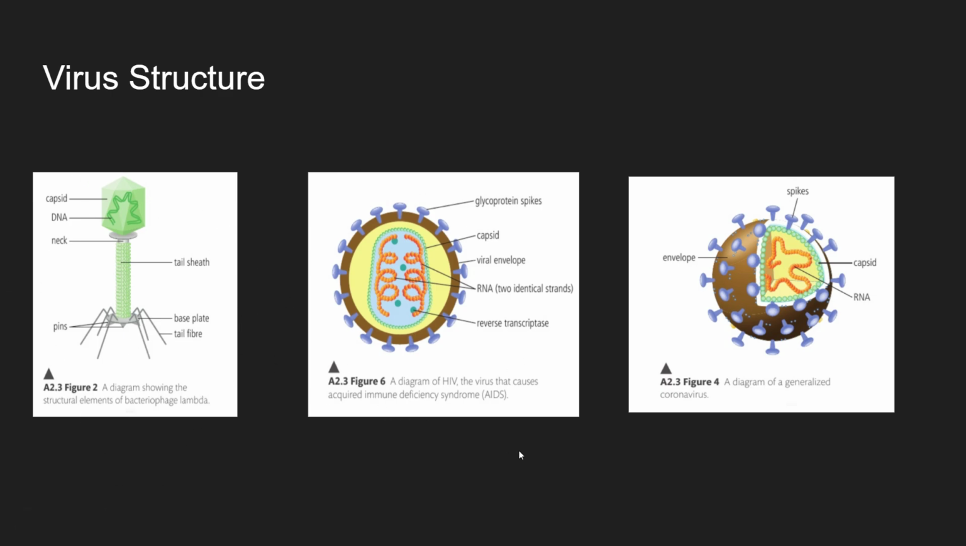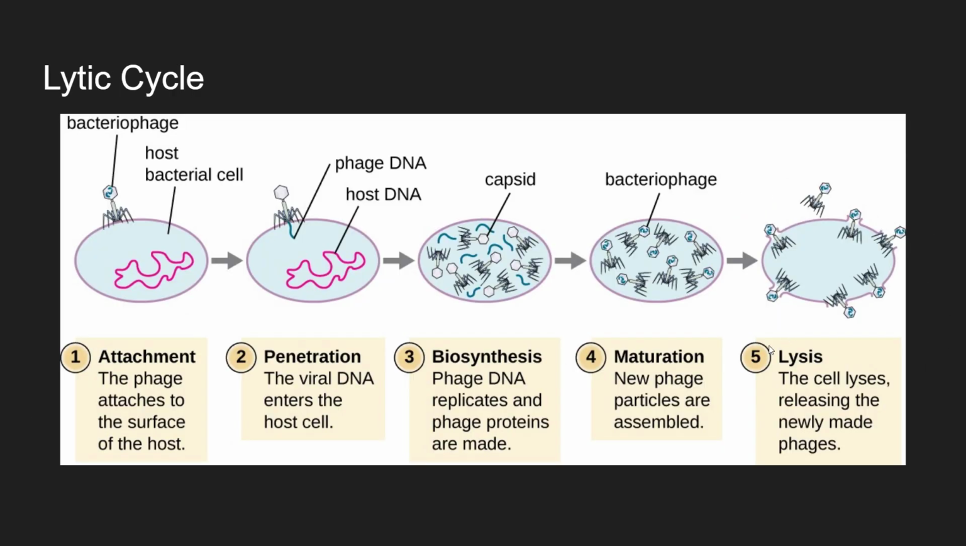these. This is HIV and coronavirus. They're pretty similar. It's just HIV has two identical RNA strands, and corona has one, and HIV has reverse transcriptase. This one's the more simple structure. You just have to remember the capsid, the envelope, the glycoprotein spikes, and yeah. So the lytic cycle.